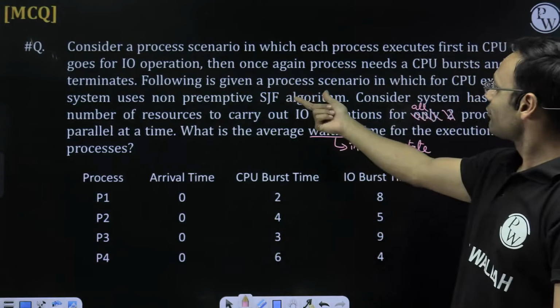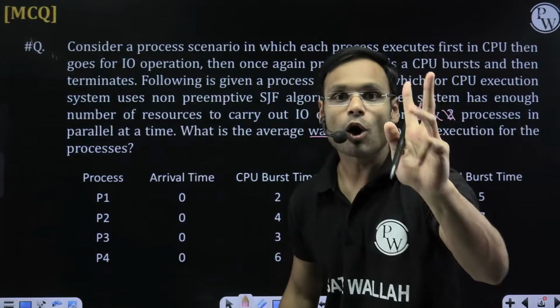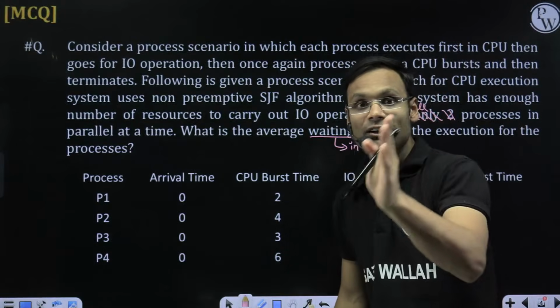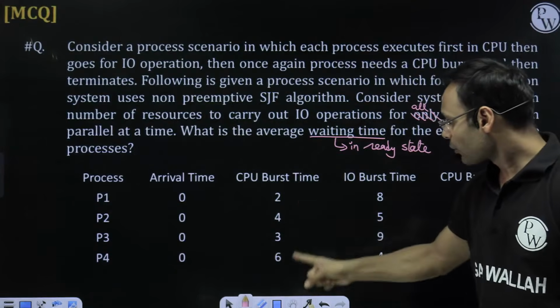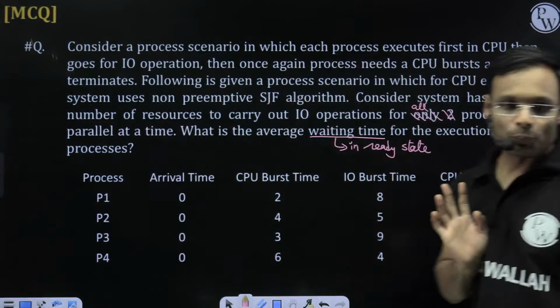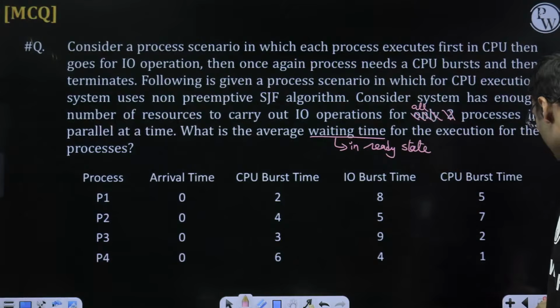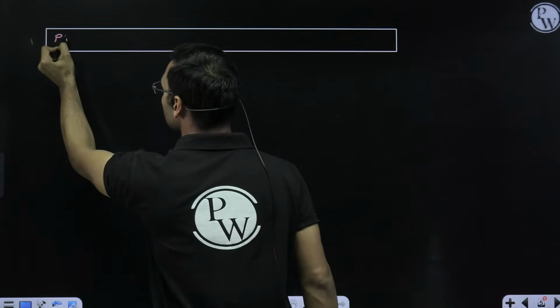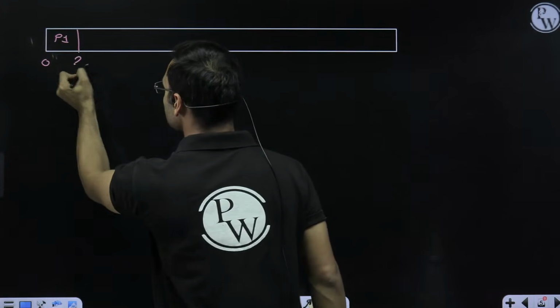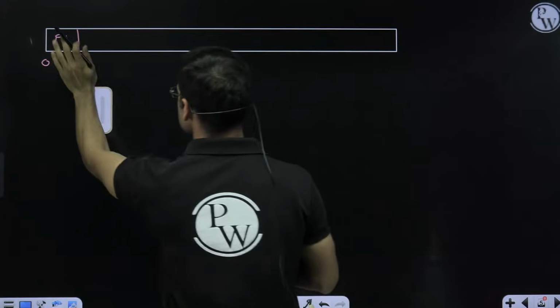Based on the SJF algorithm, shortest job first, the process with minimum burst time. Minimum burst time is which one? Process P1. So P1 will be scheduled and P1 will run for 2 time units. When P1 is running, all remaining processes are waiting.